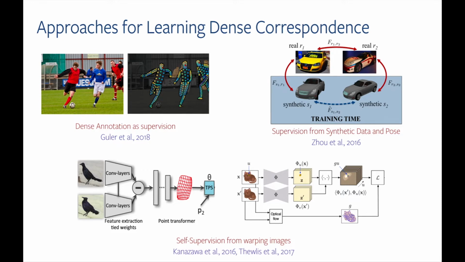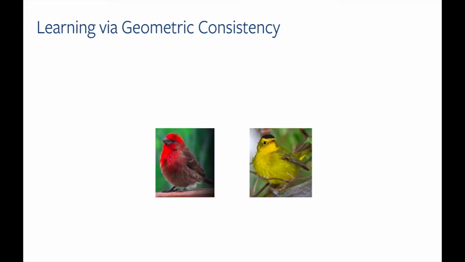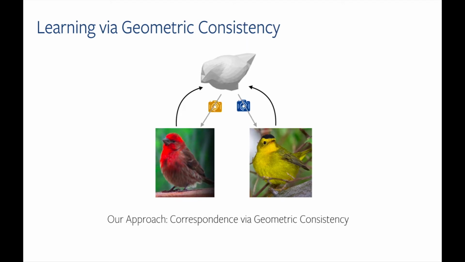We present an approach that similarly does not leverage keypoint annotations or pose annotations to learn dense correspondence, but uses the geometry of the task to learn this. In particular, instead of learning the 2D to 2D correspondence between two images directly, we instead learn 2D to 3D correspondence, and note that this 2D to 3D correspondence should be consistent with a 3D to 2D reprojection, and use this geometric consistency as supervisory signal to learn this 2D to 3D correspondence.